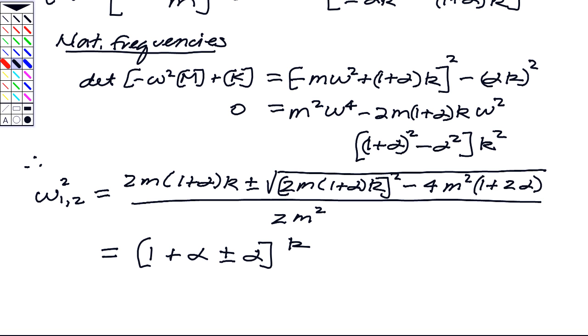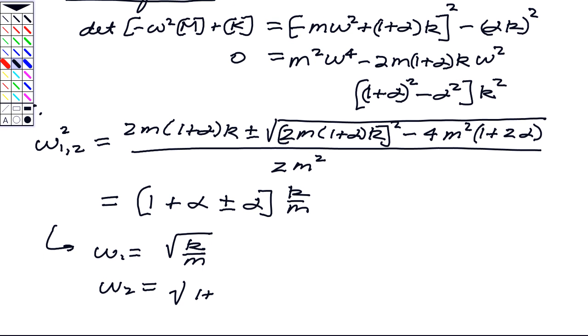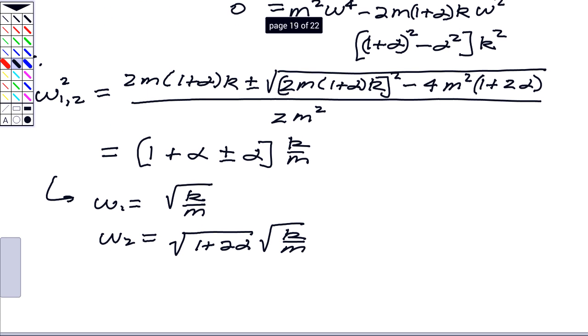times k over m. So therefore, for omega 1, what I'm going to choose is the minus sign. So omega 1 then is the square root of k over m. The negative sign, the alphas cancel out. Omega 2, they don't. And omega 2 ends up being the square root of 1 plus 2 alpha times the square root of k over m. So these are the exact natural frequencies. This is valid for any value of alpha. We still haven't said yet that alpha is small.